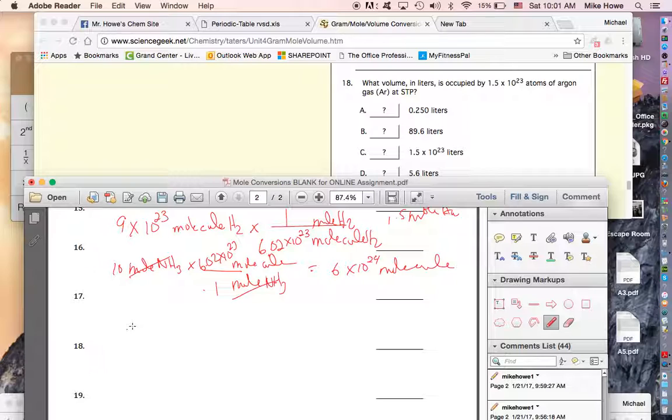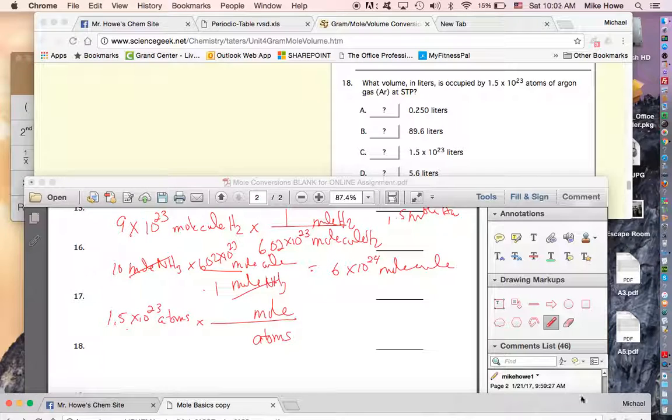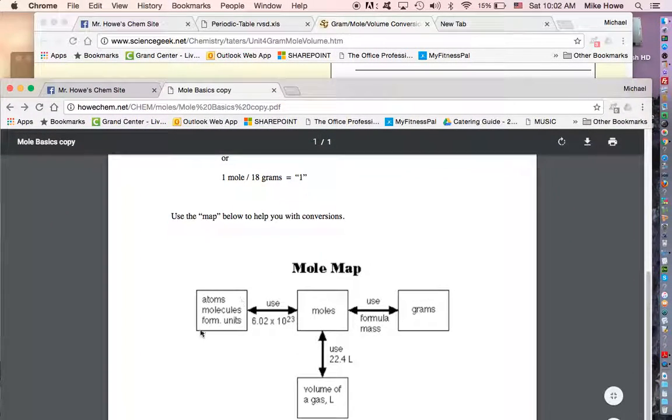So we have 1.5 times 10 to the 23rd, and that's atoms. What goes on the bottom? Whatever's here goes down here. We're going to put moles on top. And the reason we're putting moles on top, it says we're looking for liters. So you have to realize that since it's a two-step problem, we're going to go from atoms to moles first. So moles will go on top because that's what we're looking for in step 1. In step 2, we will put liters on top because that's what we're looking for.